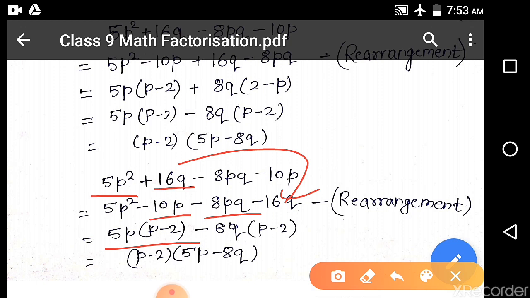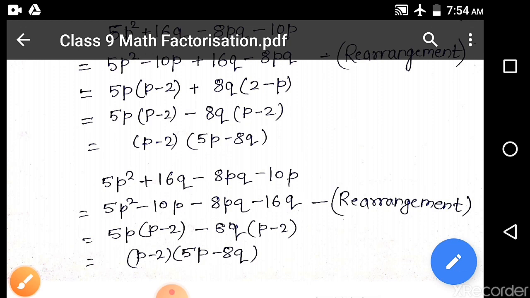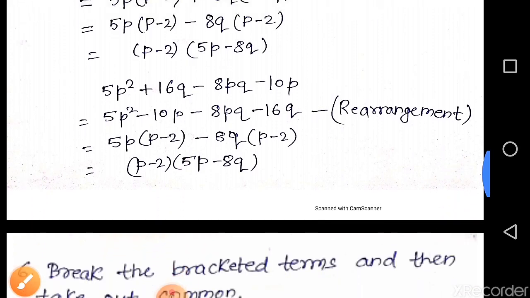5p is taken common, and inside the bracket p minus 2, and here 8q is taken out common with a minus sign, and it will become p. This one is actually plus, this one is actually plus, so here it will be p minus 2. Okay, clear? So 5p taken common, and here p minus 2, here also p minus 2, so p minus 2 can be taken out common. So now go to the next step.